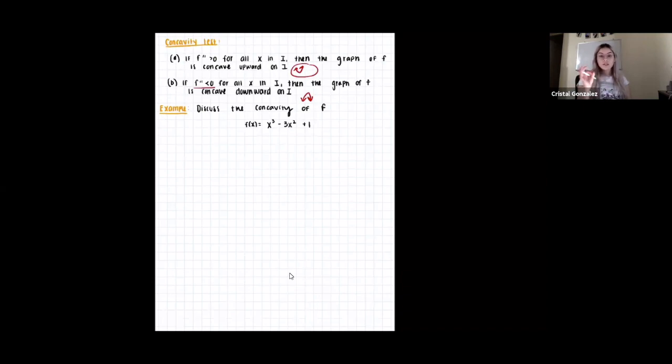So right now is a good idea to pause the video and take the first derivative of this function, and then go ahead and take the second derivative and see if your answer matches mine. Go ahead and pause the video and try it on your own.